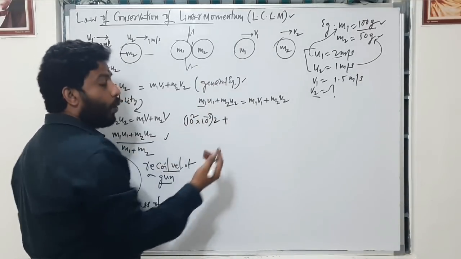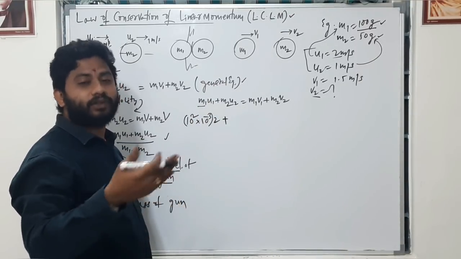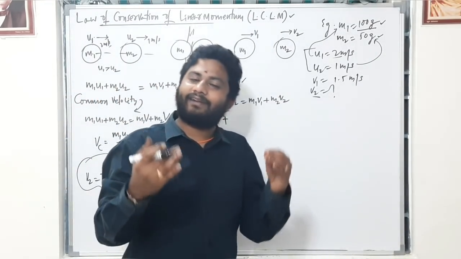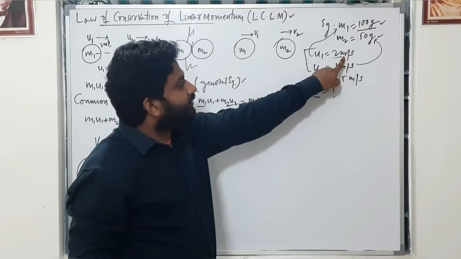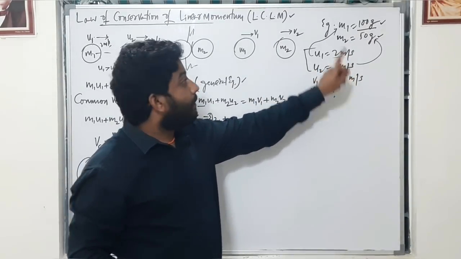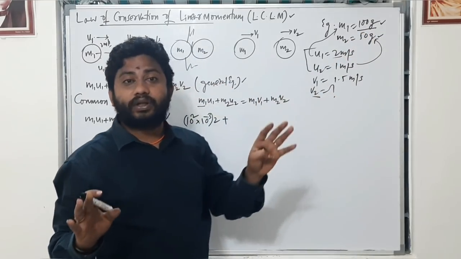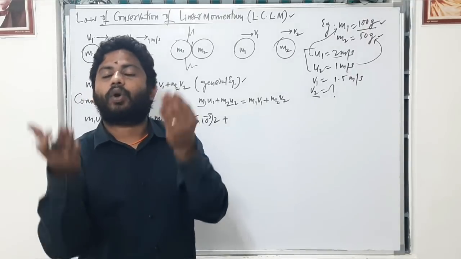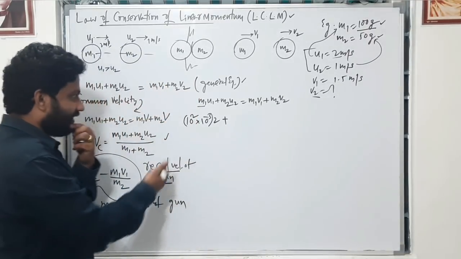Clear? Why have we converted grams into kilograms? I have told you from day one, these units are in SI units. You can see meter per second, meter per second, meter per second. But the gram is not the SI unit. It's a CGS unit. You need to convert this gram into the SI unit called kilogram. Right? That's the reason I have done it.